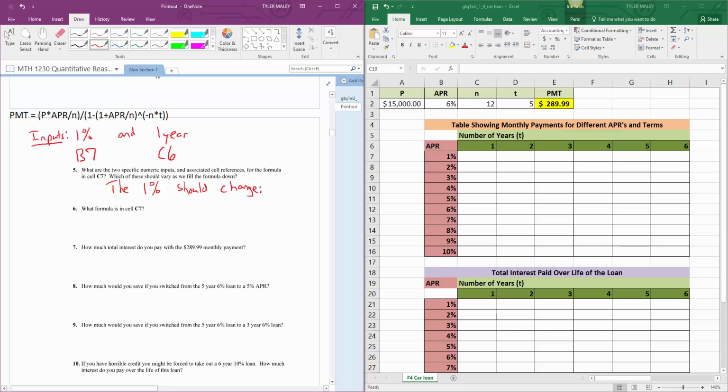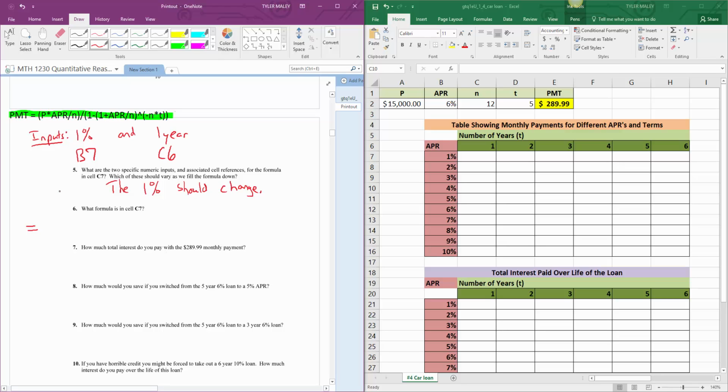Right. So number 6 says, what formula is in cell C7? Or in other words, what formula should we put in C7? So again, I'm going to reference this equation in order to put that in, because I want this to be the payment function. That's my output. So we would do equals, and then remember how to do absolute references that we've been talking about.